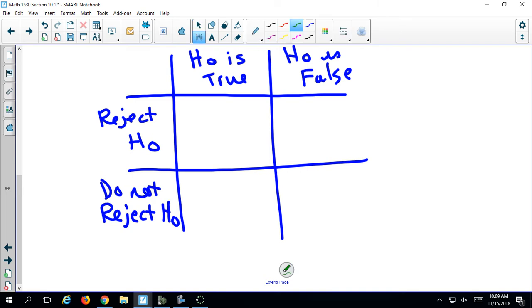So if the null hypothesis is true, we should not reject it. So that's a check mark. That means the test did its job. If the null hypothesis is false, we should reject it. So that one is what's supposed to happen. Okay? That means the test did what it was supposed to do. If the null hypothesis is true, but we reject it, then that is a type 1 error. And if the null hypothesis is false and we do not reject it, that's called a type 2 error.